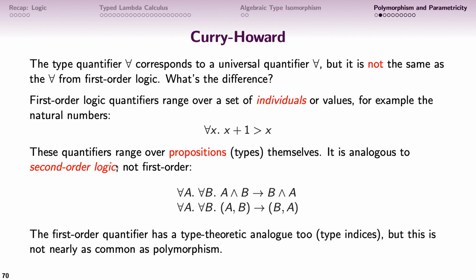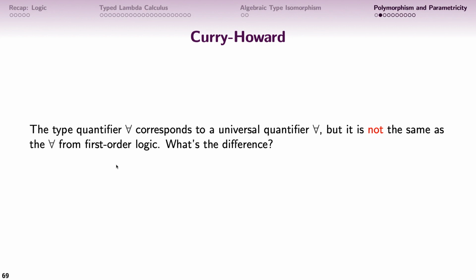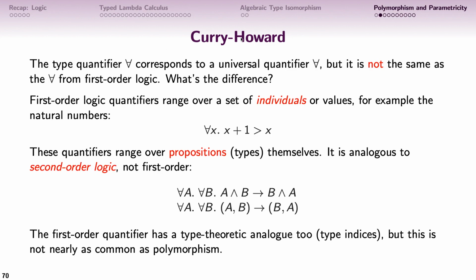So this just goes to show that when we add polymorphism to our language, we still have a Curry-Howard correspondence version of that in logic, right? Everything corresponds to something in logic.